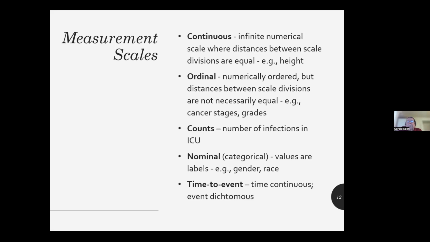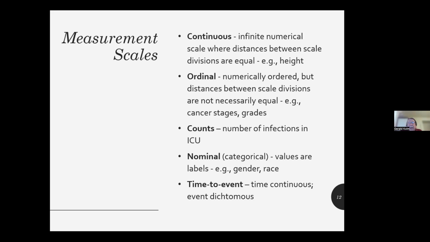An ordinal scale is where we number our outcomes. They're numerical, they have a certain particular order, but the distances between them are not necessarily equal. Some examples of ordinal numbers are cancer stages or cancer grades, where you have 4 cancer stages labeled 1, 2, 3, and 4, with 4 being the most severe or the worst. But the distance between the 4 different stages is not necessarily the same.